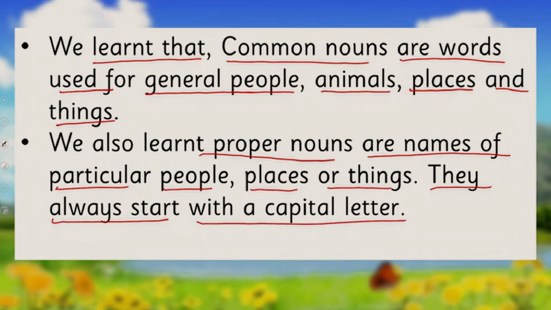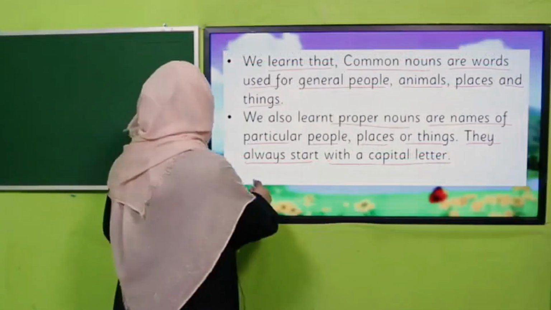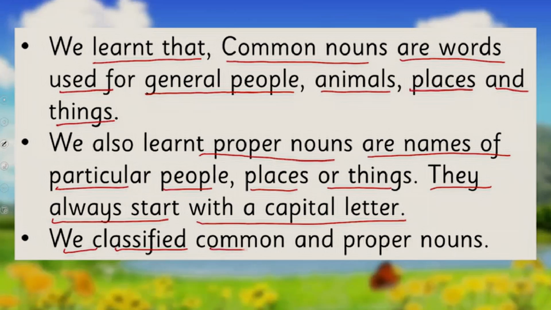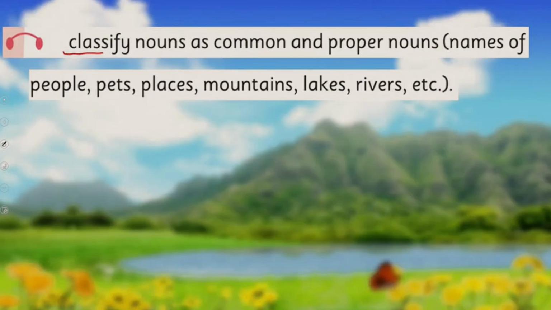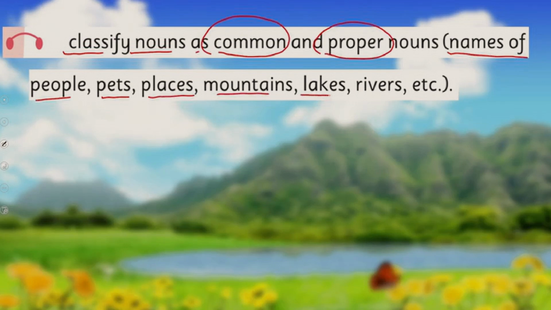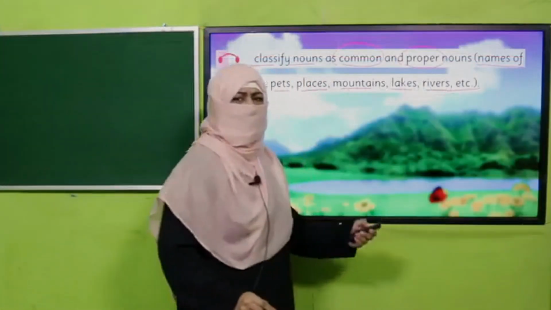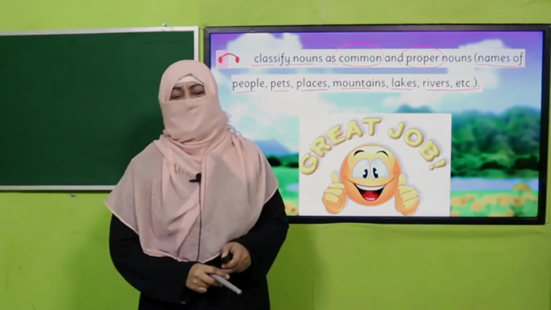And then we classified common and proper nouns. In this way, we achieved our today's SLO, that was to classify nouns as common and proper nouns, names of people, pets, places, mountains, lakes, rivers, etc. Are we done with it? Yes, that's it for today.